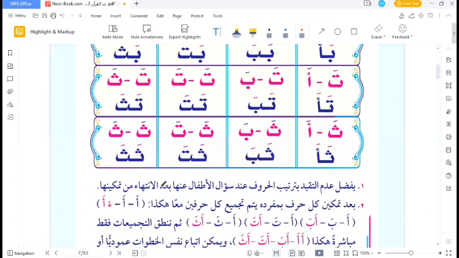Is it correct to say thatha? No. Why? Because the tha is short. What is short is short, and what is long is long.